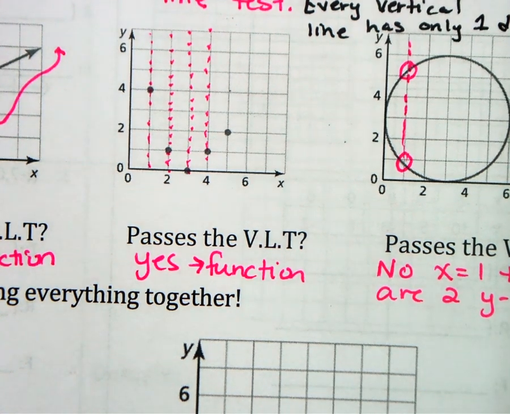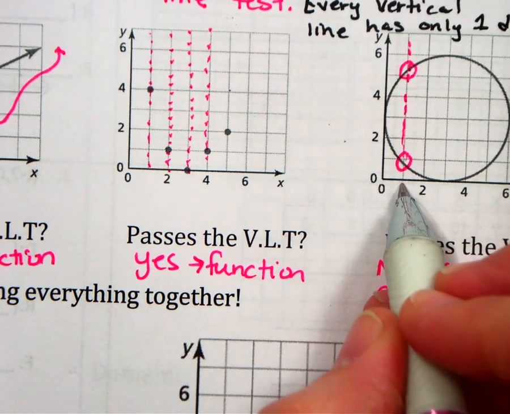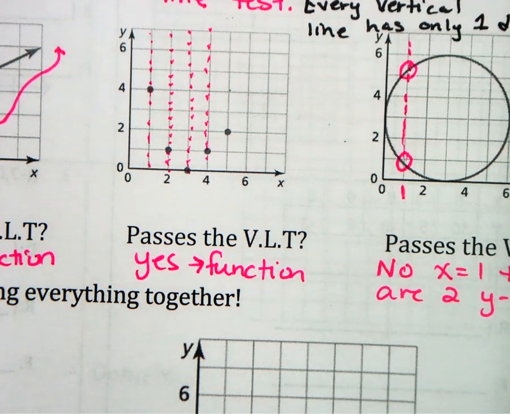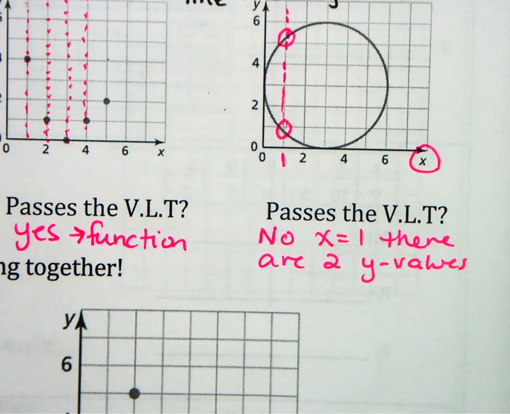Okay? And if you're not sure where I got that, I want to point that out again. Where did I get x equals 1? Am I just making that up? Did I text it to you on your phone? No. I got it from right here. X equals 1. So I got the number x equals 1 from right here. Remember, this is your x-axis. Okay? So it says x equals 1. There are 2 y values.